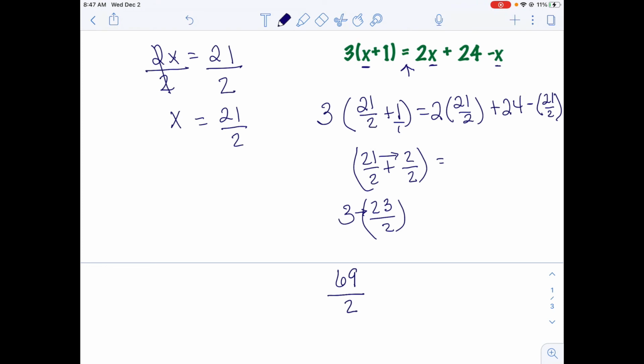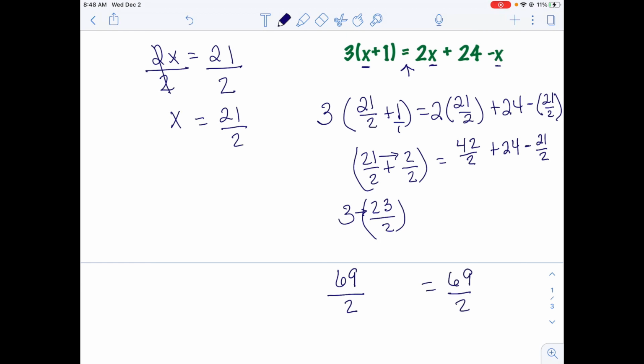Now I can go to the other side. 21 times 2 gives me 42 halves. I'm going to leave it like that. And then plus 24 minus 21 halves. Now, I want to combine all of these things together, and so they all have to have like denominators. I can start with my fractions first, and I can also simplify this down if I want. But when I put this in my calculator or add it all together, I end up with 69 halves.